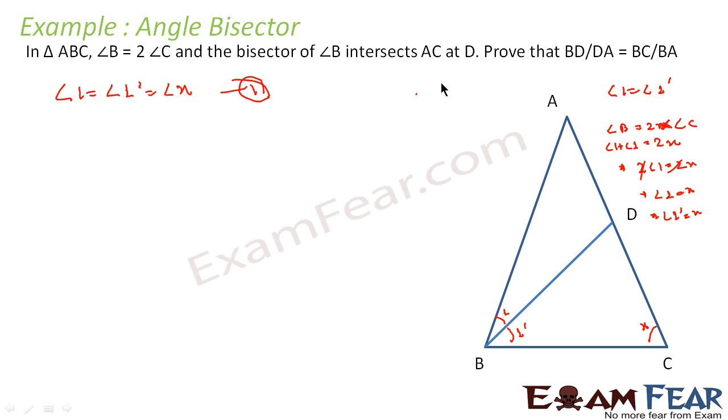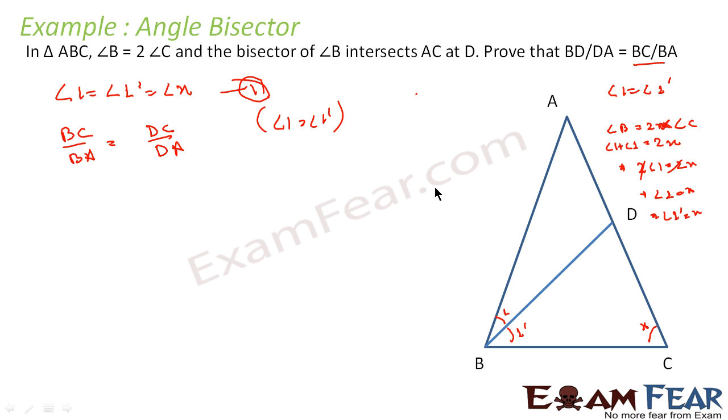Now we have to prove that BD by DA is equal to BC by BA. Now we know that BC by BA is also always equal to CD by DA, because angle 1 is equal to angle 1 dash. So let me write the right hand side first. BC by BA is equal to DC by DA. Why? Because angle 1 is equal to angle 1 dash.